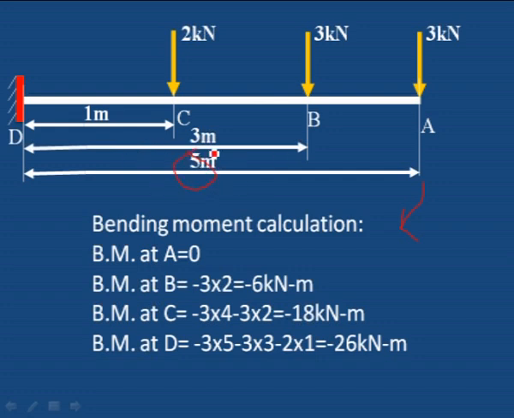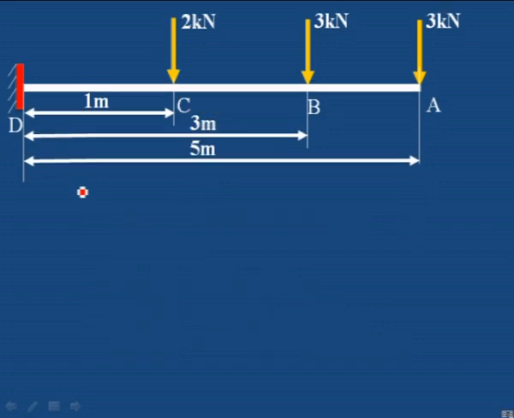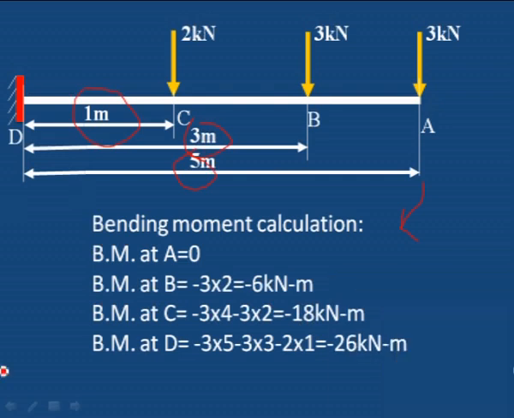3 into 5, and then 3 into 3, and then 2 into 1. If you add all these, 3 into 5, 3 into 3, 2 into 1, we will get the total moment at D. 26 kilonewton meter is the bending moment at D, which is maximum. We can observe the minimum bending moment is 0 at the free end and the maximum bending moment is 26 kilonewton meter at the fixed end.